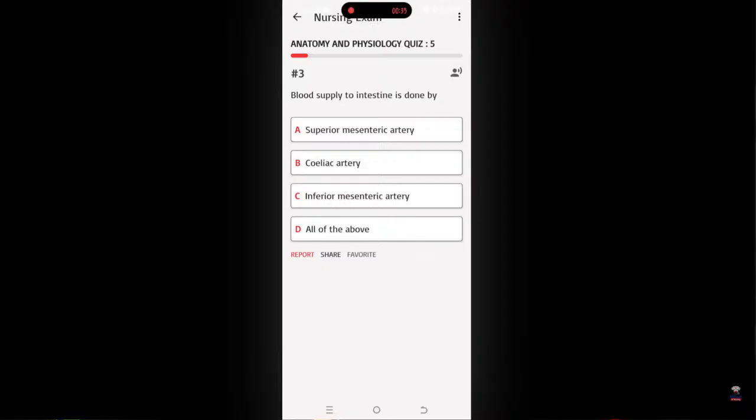Blood supply to intestine is done by A. Superior mesenteric artery, B. Coeliac artery, C. Inferior mesenteric artery, D. All of the above. Correct answer.